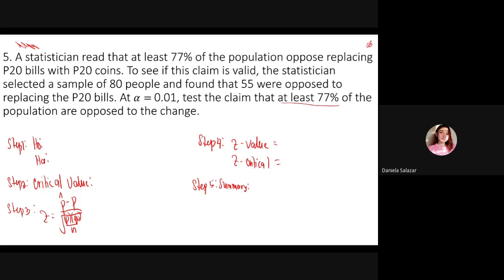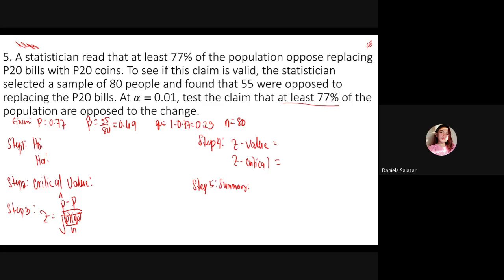Given po is the population proportion po. Tama, 0.77 po. Correct. And then, the sample proportion po is 0.69, 55 over 80. Yeah, that's correct. 55 over 80 is 0.69. And then your Q? 1 minus 0.77 is equal to 0.23. That's correct. N is? 80 po. That's correct.